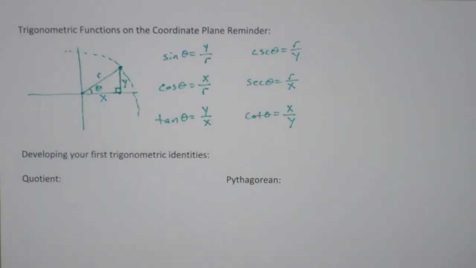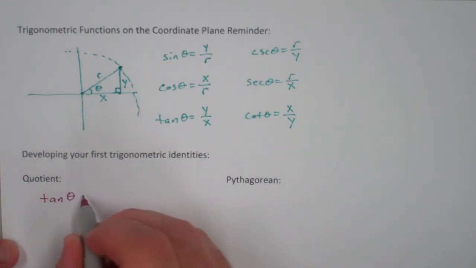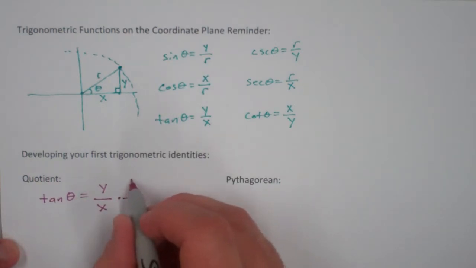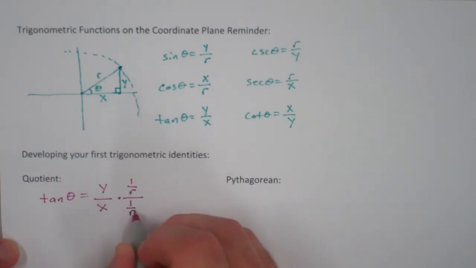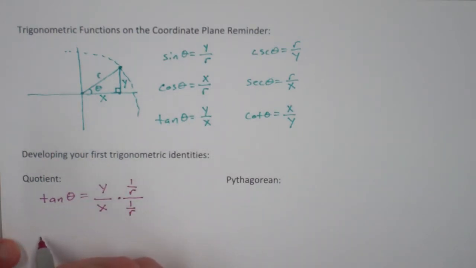Now we'll move on to your first new trigonometric identities. Notice how the tangent of theta is y over x. We're going to multiply that by 1 over r over 1 over r. So we're not changing this relationship, we're just multiplying it by 1. But what will happen is we now have the tangent of theta as being y over r over x over r.